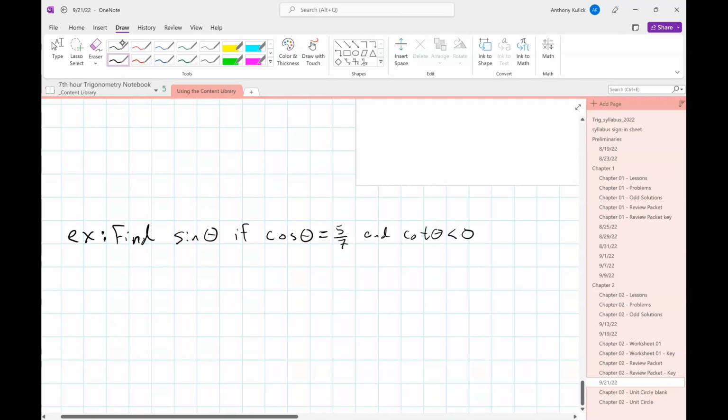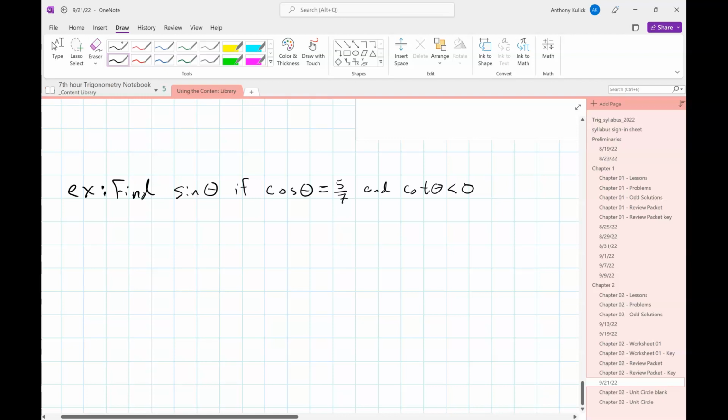All right, so it says find the value of sine theta if cosine theta is 5/7 and cotangent theta is negative. All righty, Mr. Kulik. So I guess the first thing we're going to have to do is figure out which quadrant to put the terminal side of our angle in. But how do I do that?